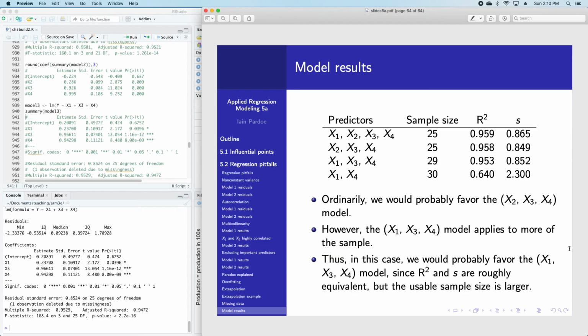So that concludes this series of videos on regression pitfalls, and we've just finished up by looking at overfitting, extrapolation, and missing data. And in the next series of videos, we're going to consider some more aspects of model building in the context of multiple linear regression.